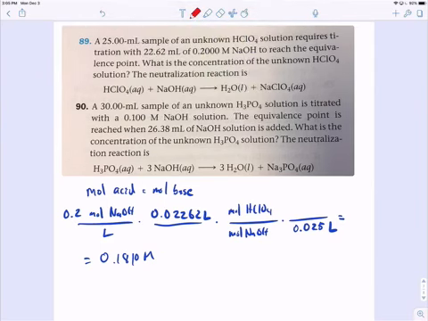And something to note is the 3-to-1 molar ratio of the sodium hydroxide to the phosphoric acid. Yay, we got more.